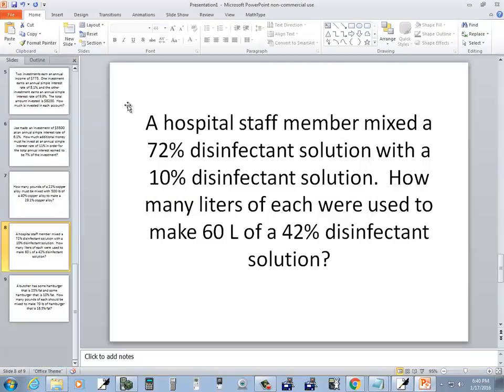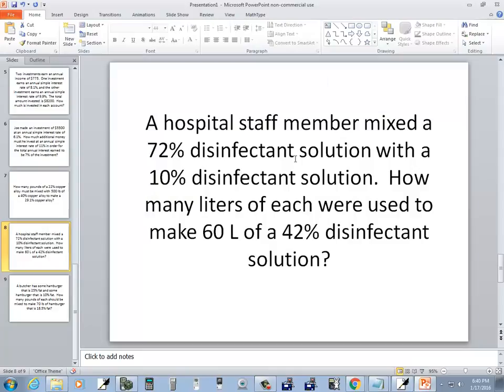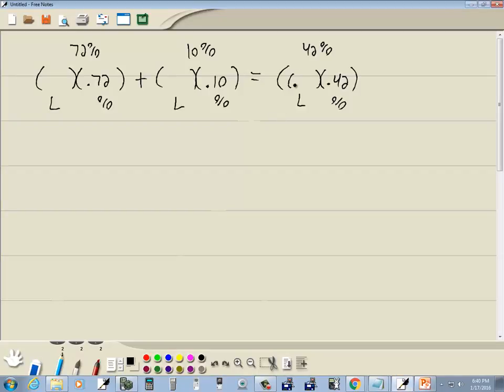Well, looks like we're dealing with liters and percent. So liters and percent, liters and percent. Now this is 72%, so that'll be 0.72. This is 10%, so it'll be 0.10. This is 42%, so it'll be 0.42. Mix that with this. How many liters of each were used to make 60 liters? So they're telling us we've got 60 liters of the 42%.